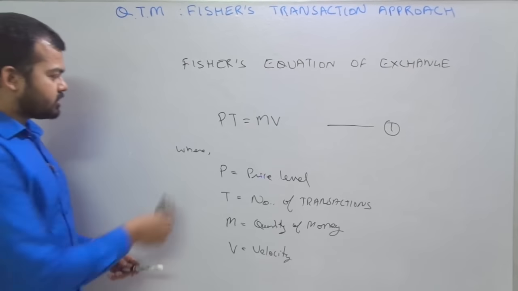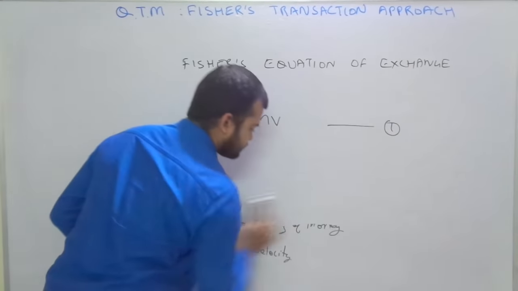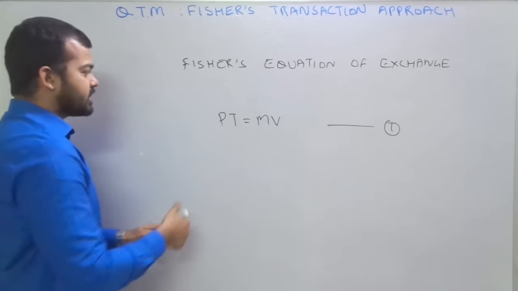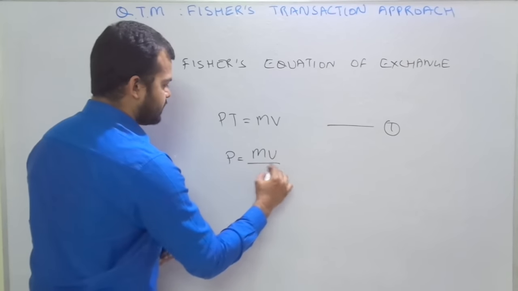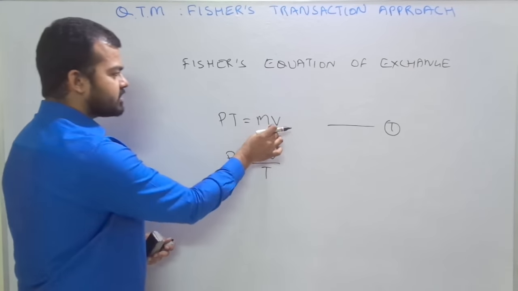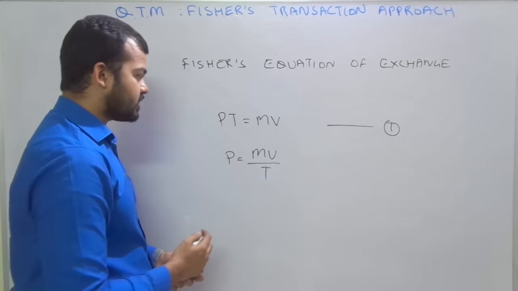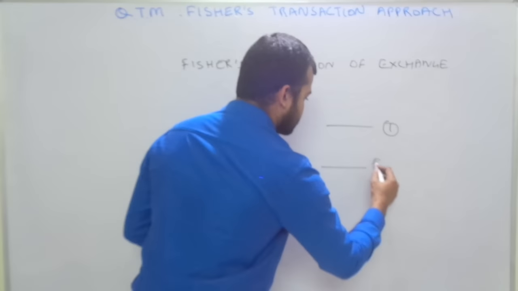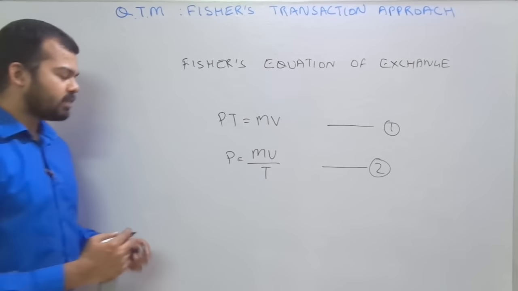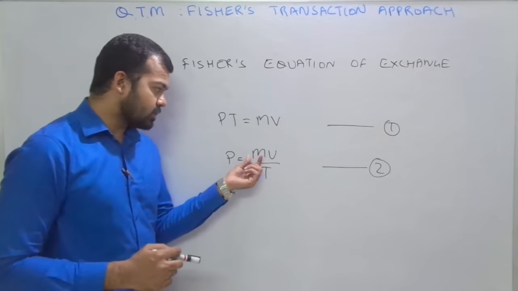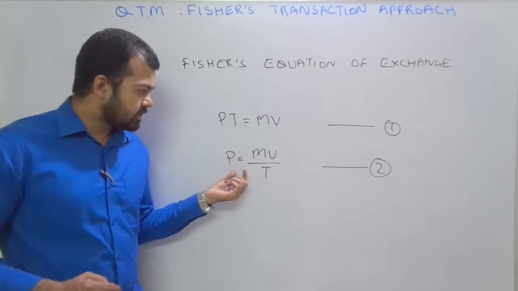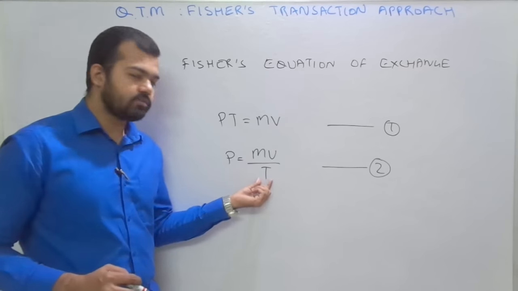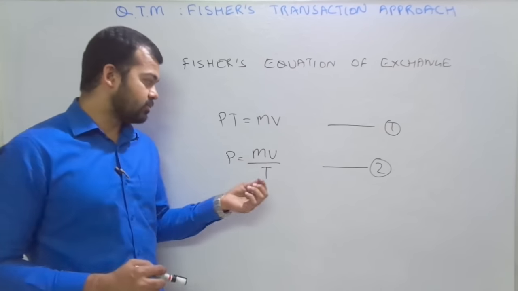Now we proceed to the second equation. So we transform this equation, P is equal to MV upon T. So we are transferring this T to the denominator on the right hand side. So this is equation number 2. Here we can explain these particular variables. Here we have to find out the price. It means the M, V and T we require in order to find out this price.